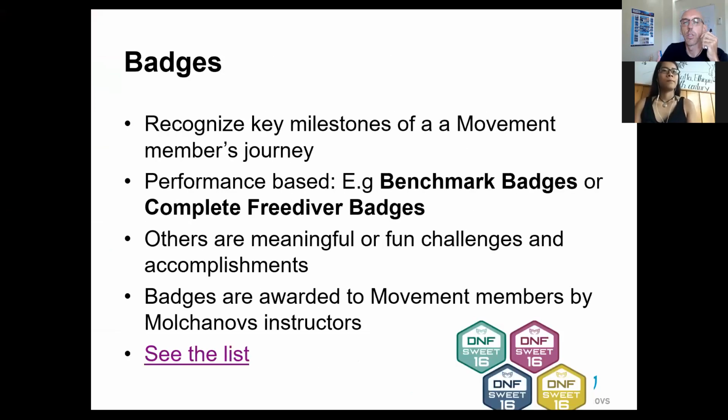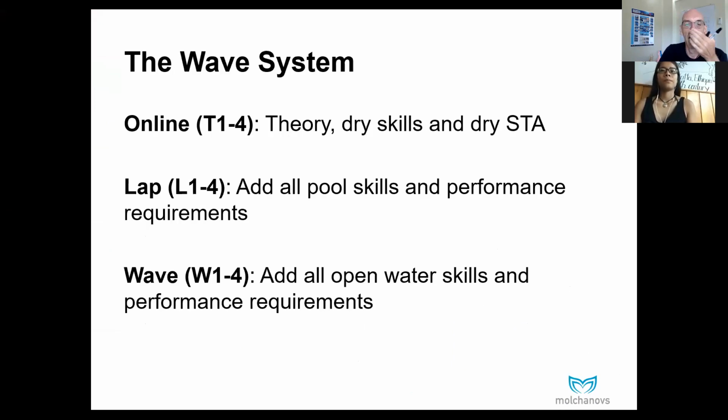Okay. So those are the badges. The wave system, so I already mentioned 4 levels for theory, 4 levels for pool, and 4 levels for open water. So the T1 is the theory certification, and that's the dry skills and dry static. The lab is the same as the theory 1, 2, 3, and 4, only now with the pool skills added and the pool performance requirements.